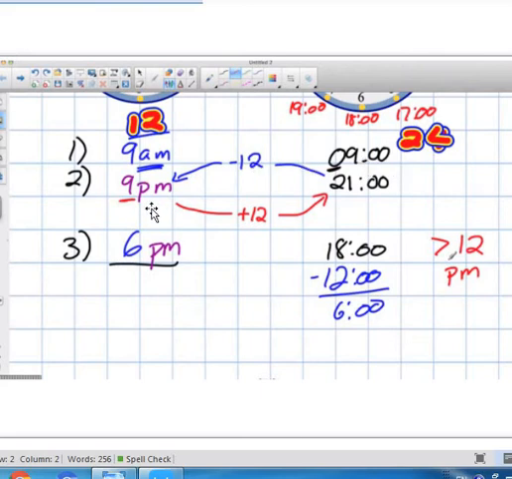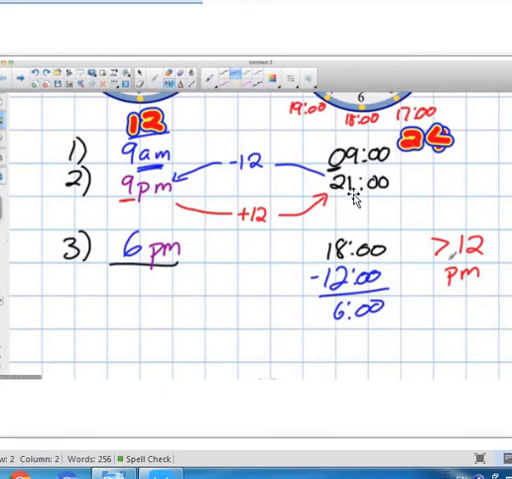Okay, and here 9 p.m. When it's p.m., what should we do to convert it to the 24-hour clock? Just do what? Plus 12. It's very easy, don't panic. When I have p.m. again, take the number and do what? Plus 12. So it's 21 here, 21 in the 24-hour clock.